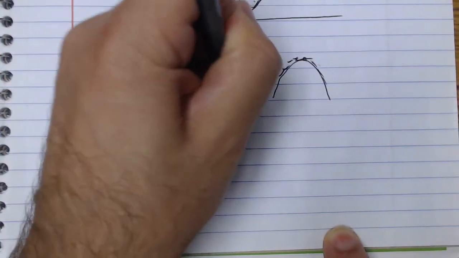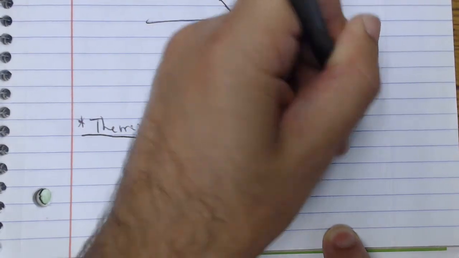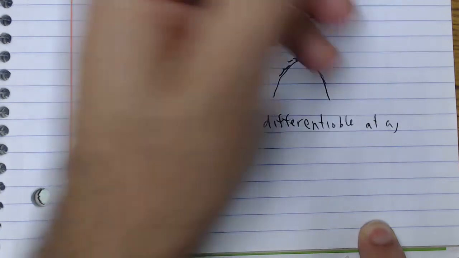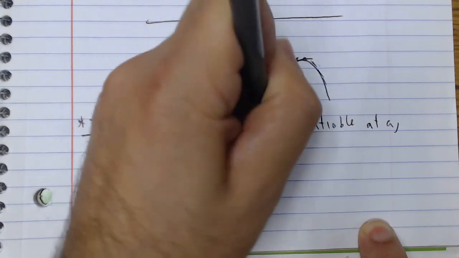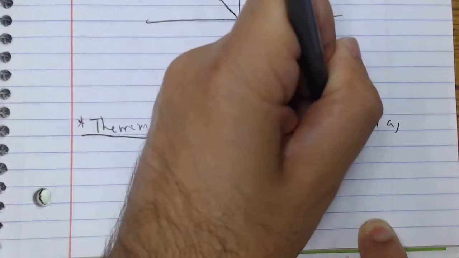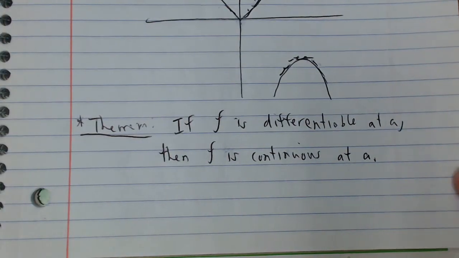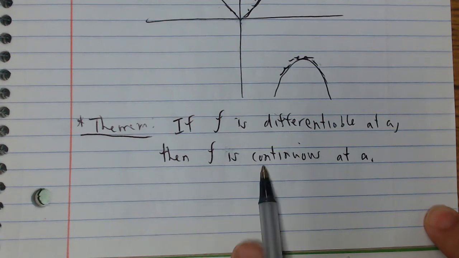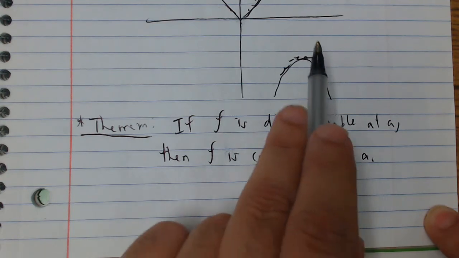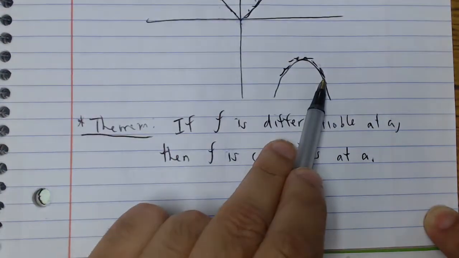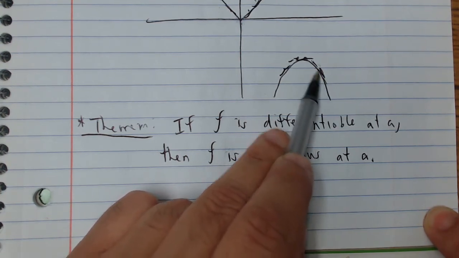If f is differentiable at a, then we could also say f is continuous at a. So what am I saying? If something is differentiable, then it's continuous, okay? Which, of course, if you look at this, if the slope of my tangent line exists here, then this function must be continuous there, which you could see has no cuts or breaks.